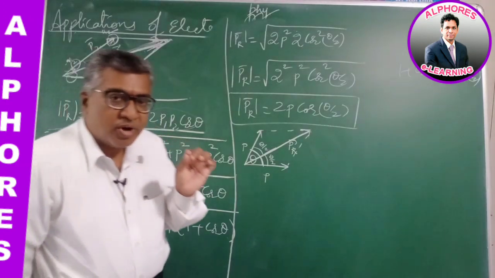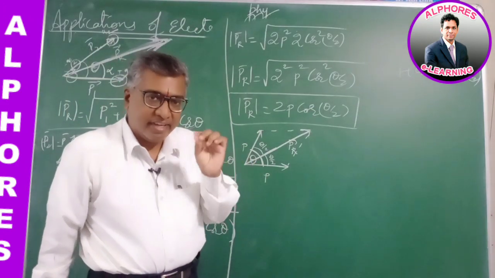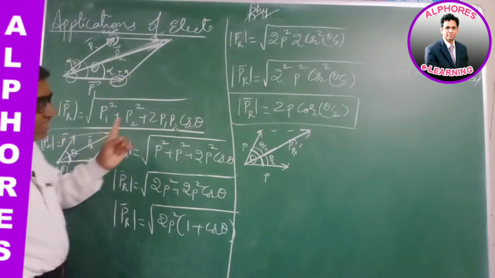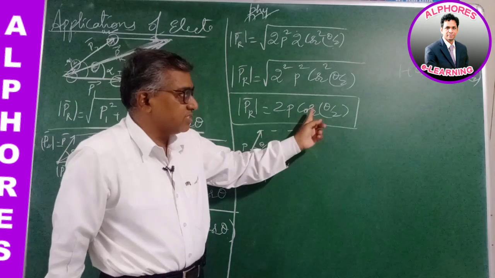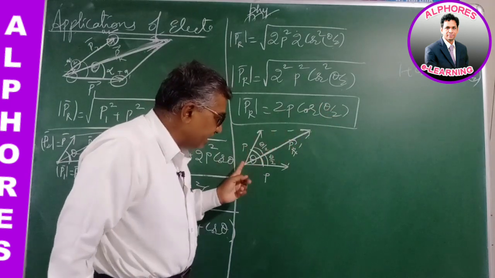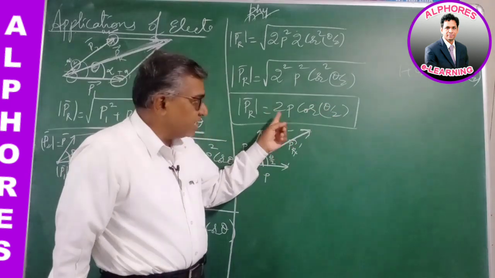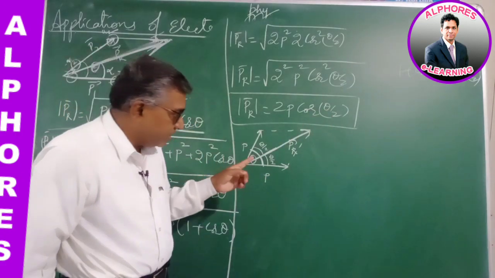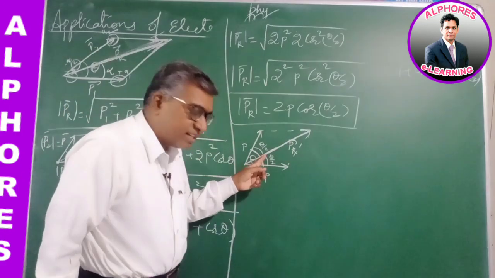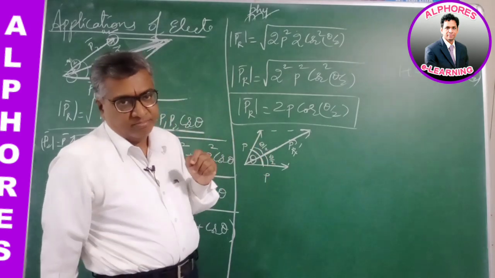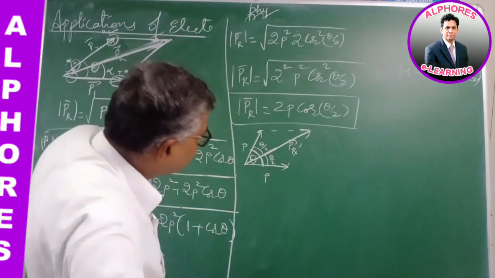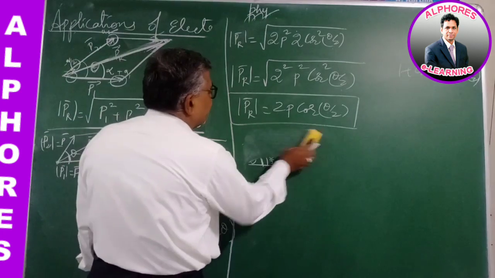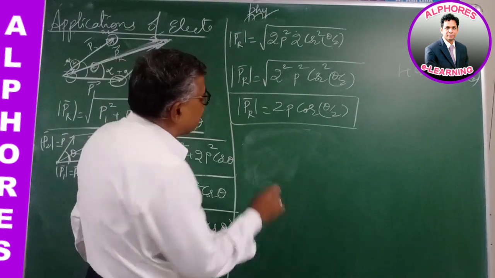So, two identical dipoles P each inclined at an angle theta, right? Then the magnitude of the resultant dipole moment is 2p cos theta by 2, and the direction of the resultant dipole moment is the angular bisector, theta by 2 and theta by 2. This way it is.